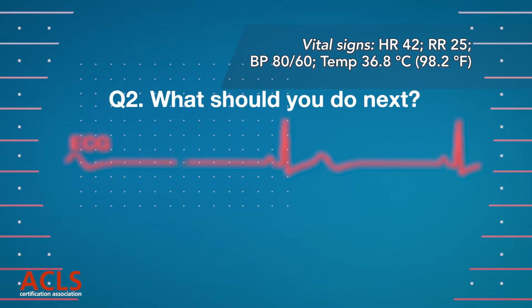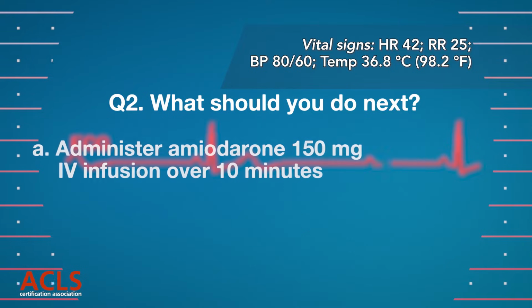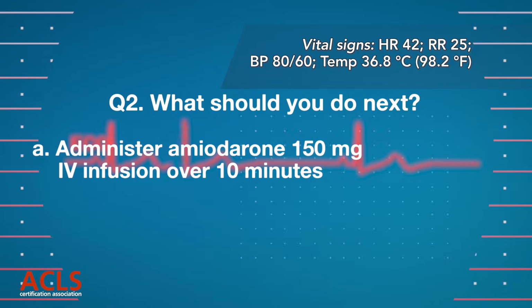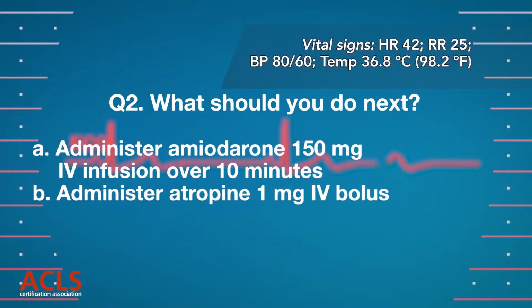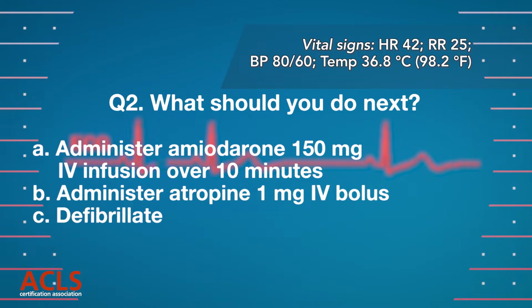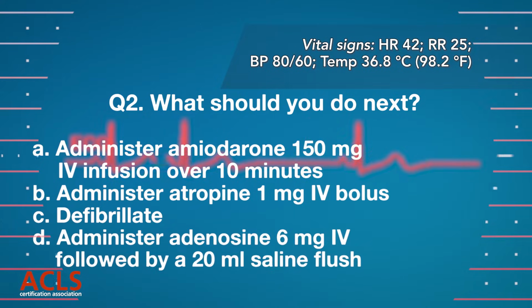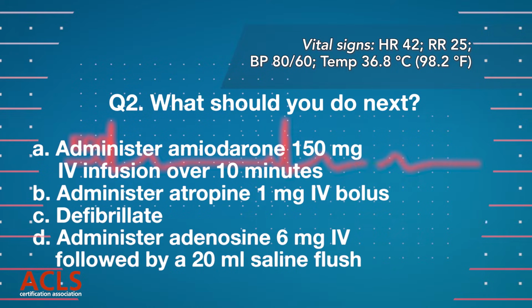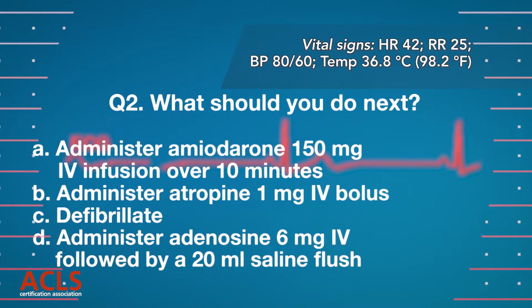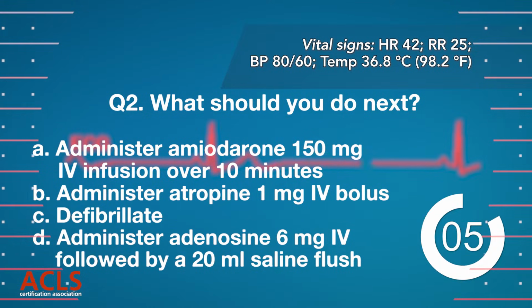Question 2. What should you do next? A. Administer amiodarone, 150 milligrams intravenous infusion over 10 minutes. B. Administer atropine, 1 milligram intravenous bolus. C. Defibrillate. D. Administer adenosine, 6 milligrams intravenous, followed by a 20 milliliter saline flush.